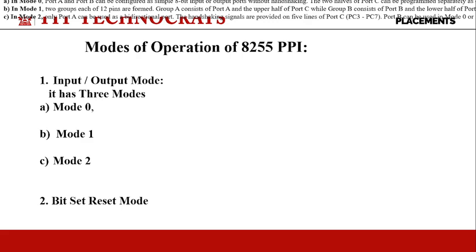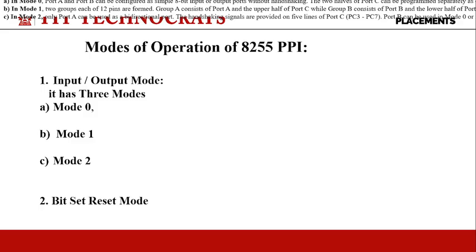Now, modes of operation of 8255 PPI. Basically, as we discussed earlier, there are 2 modes of operation of 8255 PPI. First is the input output mode, and this input output mode is further divided into 3 modes, that is mode 0, mode 1 and mode 2, and the second one is the bit set reset mode.